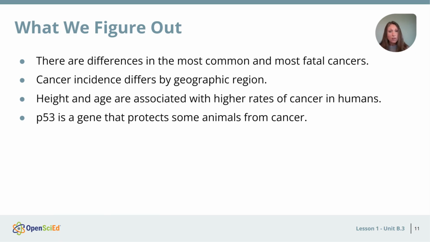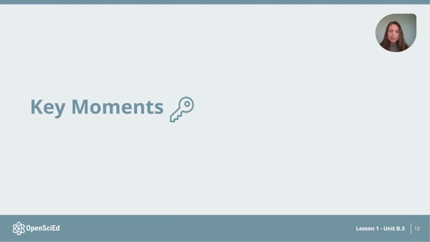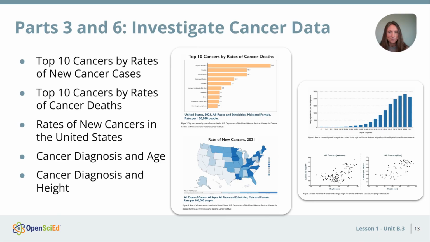To summarize, over the course of this 3-day lesson, we figure out that cancers that are most commonly diagnosed aren't always the most fatal, and that the incidence of cancer varies in the US by geographic region. We also figure out that taller and older people seem to have higher rates of cancer. However, this isn't the same for other mammals, and one possible explanation seems to be a gene called P53 that protects some animals from cancer. We also figure out that we have some common ideas and a lot of questions about who gets cancer and why. Now let's take a moment to dig into a few key moments in Lesson 1.